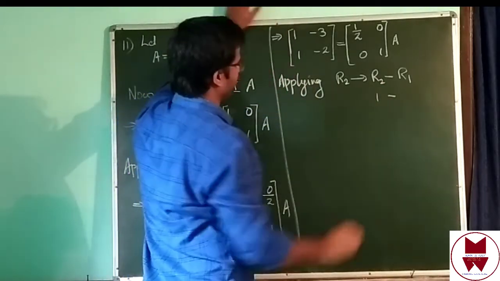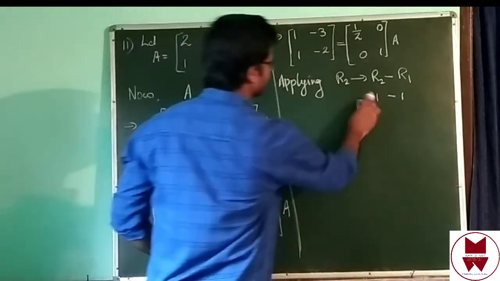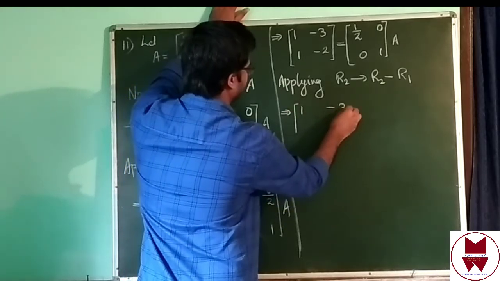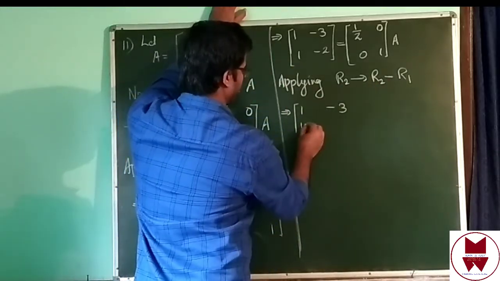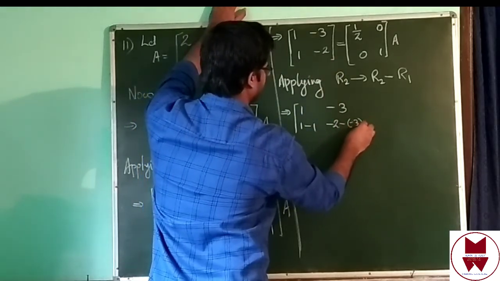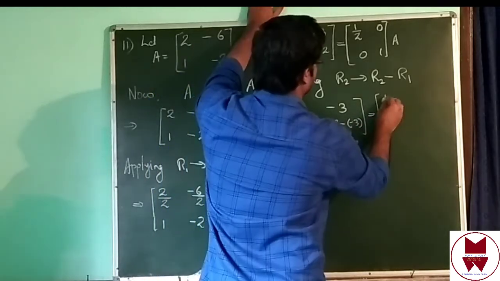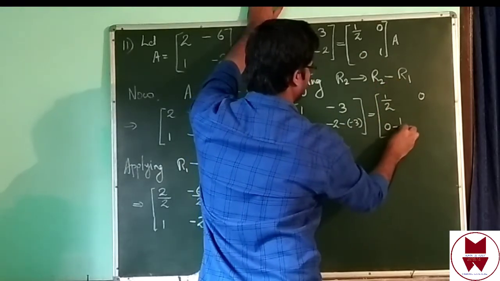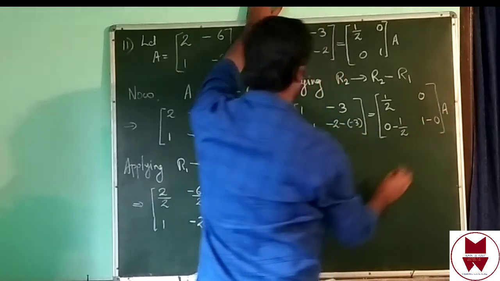Check it. R2 is 1, R1 is also 1. 1 minus 1, what will you get? That will be 0, isn't it? And this 1 minus 3. R1 no need to change. R2 only we are going to change. That means R2 minus R1, 1 minus 1. And here R2 is minus 2 minus R1 is minus 3. Equal to 1 by 2, 0. Then R2 minus R1, that is 0 minus 1 by 2. Then 1 minus 0 into A.